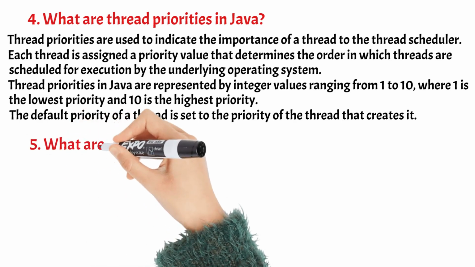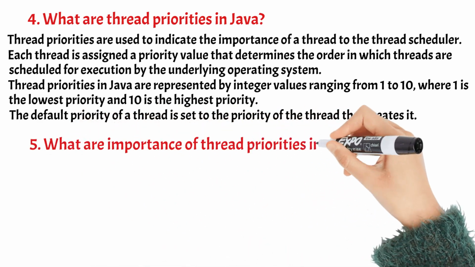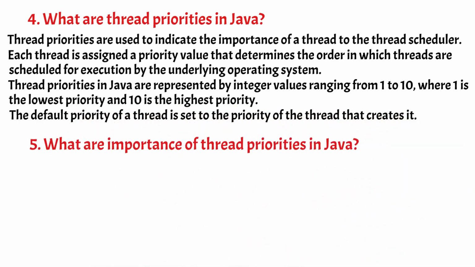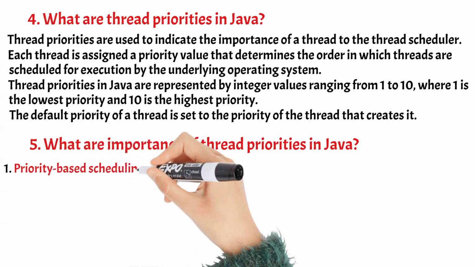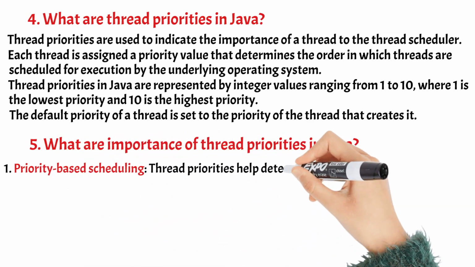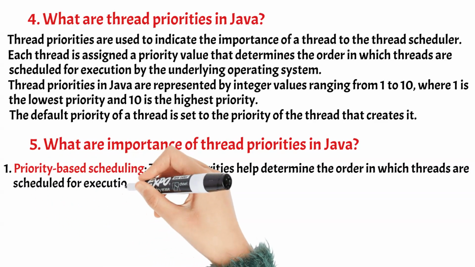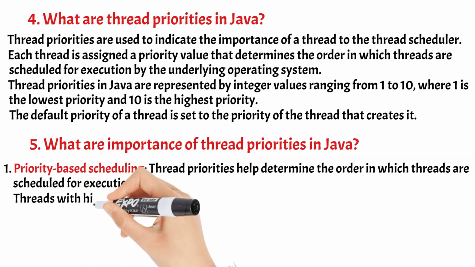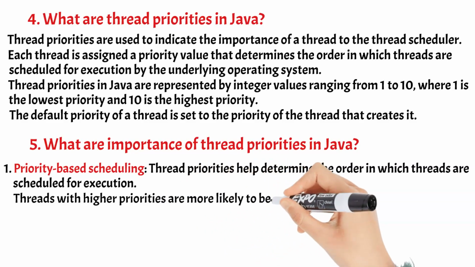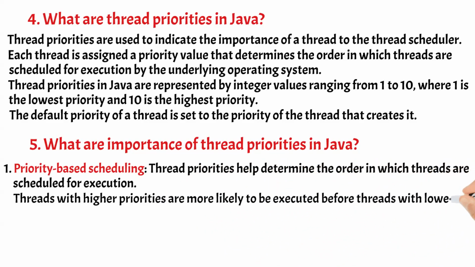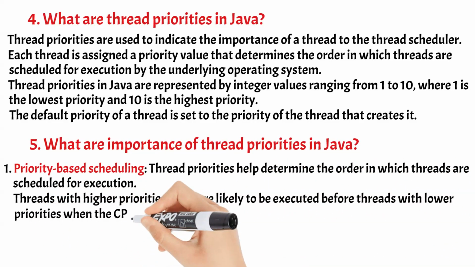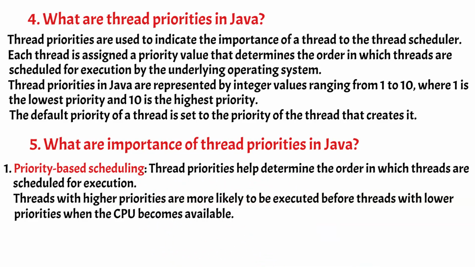5. What is the importance of thread priorities in Java? 1. Priority-based scheduling. Thread priorities help determine the order in which threads are scheduled for execution. Threads with higher priorities are more likely to be executed before threads with lower priorities when the CPU becomes available.